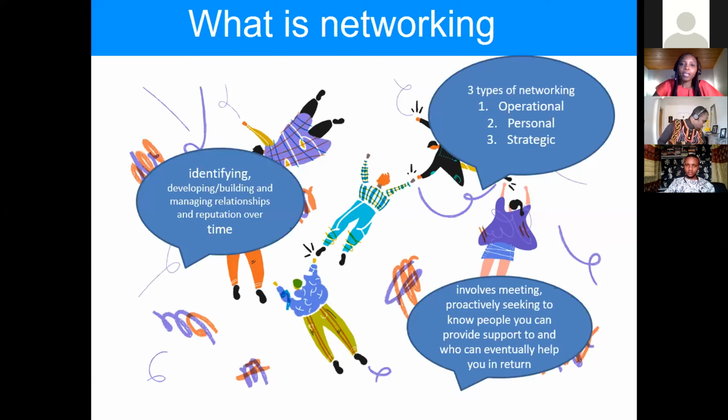Okay, great. So building this network, you can together be able to cut off some bottlenecks and get the work done quickly. So it's very important. That's what an operational network is.